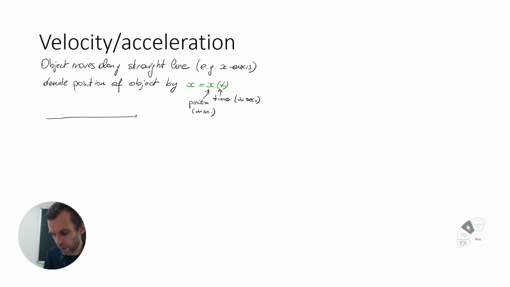We have our x-axis right here, and then we have a particle or something with position x of t. And what we want to figure out is, well, what is the velocity of that object? What is the acceleration, if there is any? And so on. And derivatives are going to give us the answer to that.